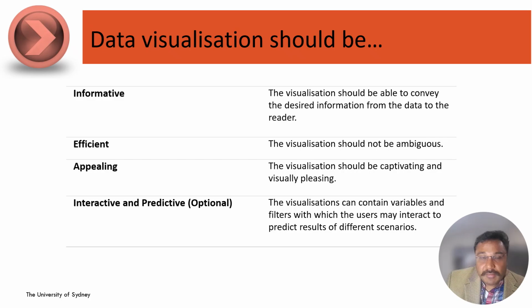Second, it should be effective. Efficiency means the visual should not be confusing or ambiguous. It should represent information in a simple and more direct way, allowing the audience to quickly interpret the data. Good visualization saves plenty of time and reduces the effort needed to understand complex information.